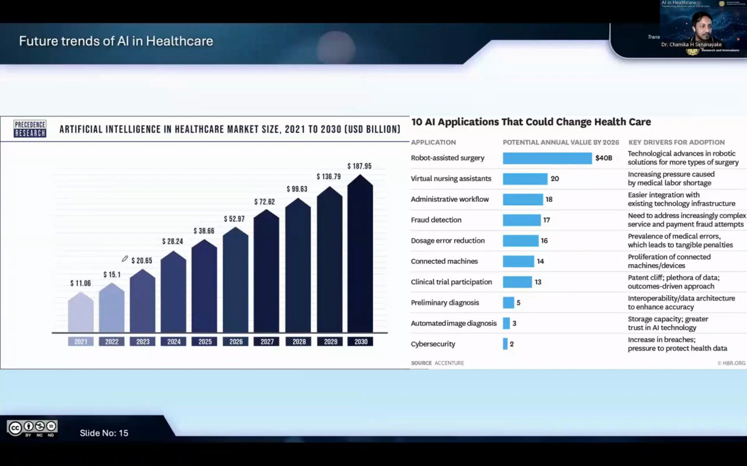According to a research report, I think they predict that in 2030 there will be 187 billion USD in investment. And the most interesting part is that currently, I think most of the investment is going towards robot-assisted surgery, virtual nurse assistants, and administrative workflow enhancement for AI investments.